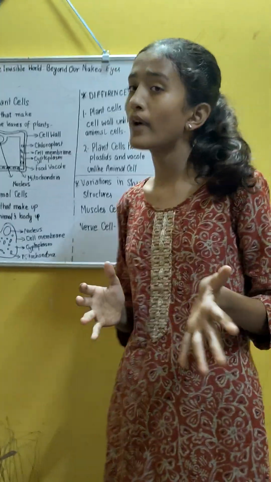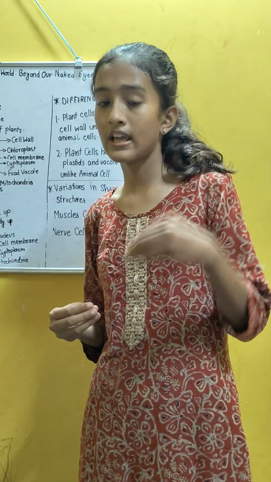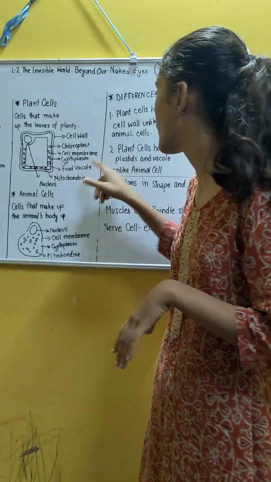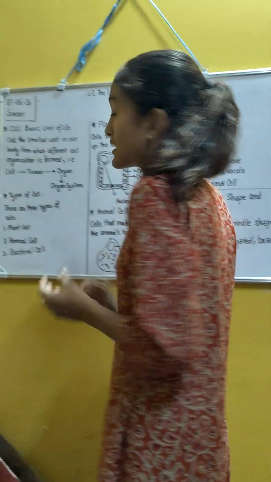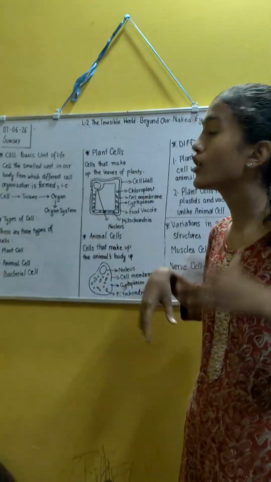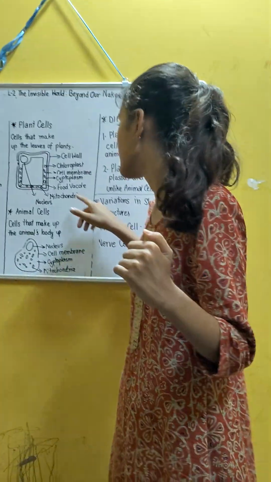Food vacuole. Food vacuole is where it takes in and sends out the food. Nucleus. Nucleus is the central control center of the cell and it also regulates the growth. Mitochondria. As we all know, mitochondria is the powerhouse of the cell.